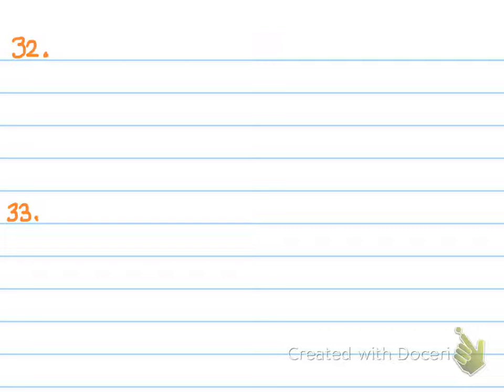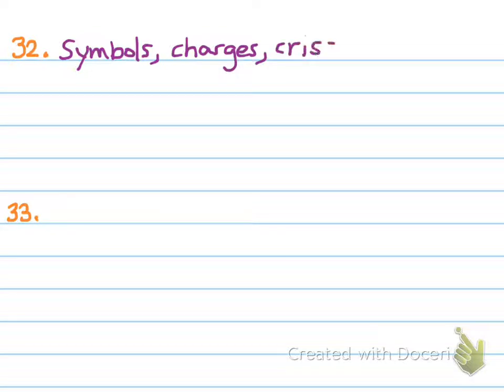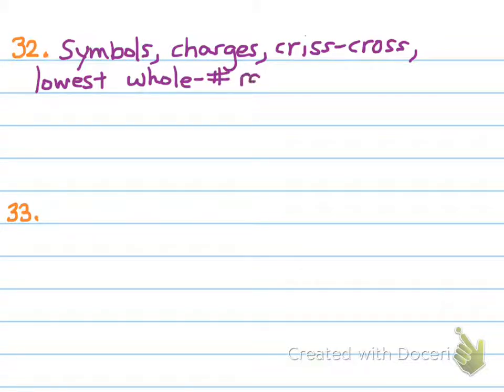So if you're given the name of a binary ionic compound and you want to write the formula, remember there's 4 steps. We're going to do symbols, charges, crisscross, lowest whole number ratio. And again, we might do the symbols and charges at the same time. So we write symbols, positively charged ion first.